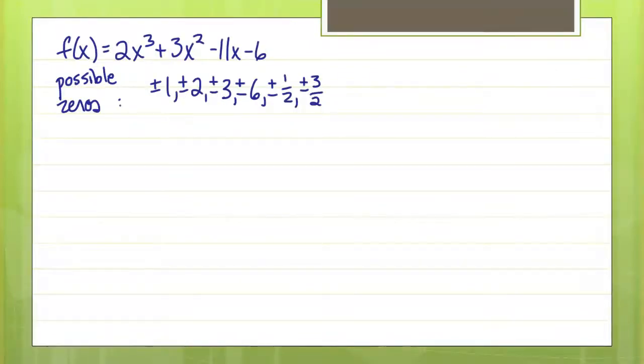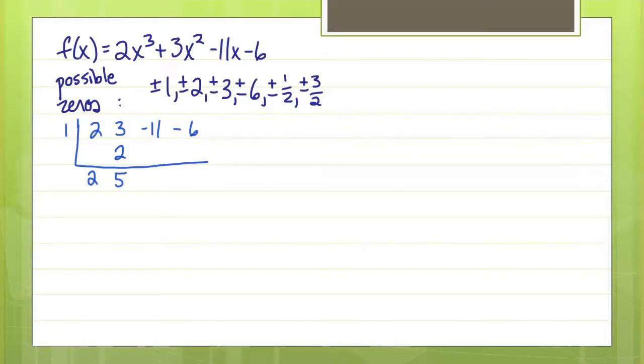Here we've got the other example that we came up with the possible zeros for on the last video. And we're just going to start our synthetic substitution. I'm going to start by trying 1 into 2, 3, -11, -6, 2, 2, 5, 5, -6. Be really careful. Some people are going to say that's 0. It is not. So that doesn't work.